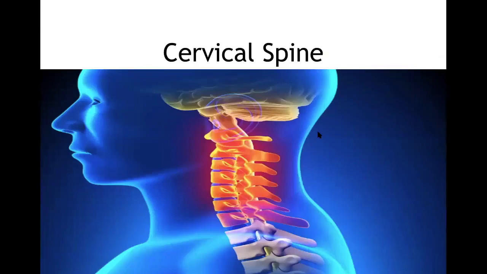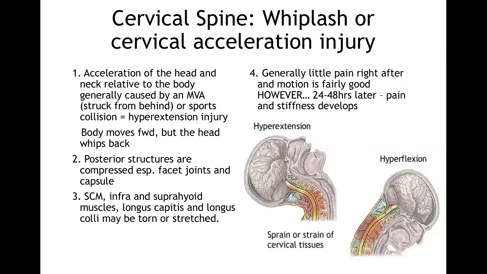Okay, so we're moving on to the cervical spine. The cervical spine is very short. It's just a few conditions and then a couple of surgical procedures that are used both for the cervical spine and for the lumbar spine. So for the cervical spine, we're going to start with whiplash, also known as cervical acceleration injury. This happens usually due to a motor vehicle accident, and it's that acceleration of the head and the neck relative to the body.